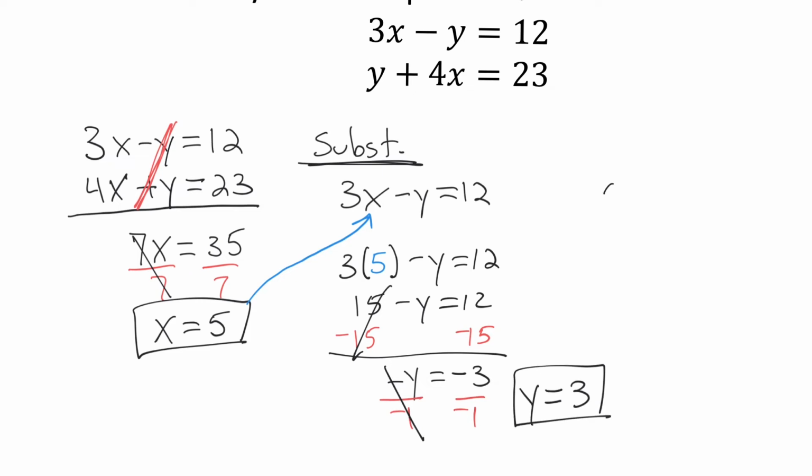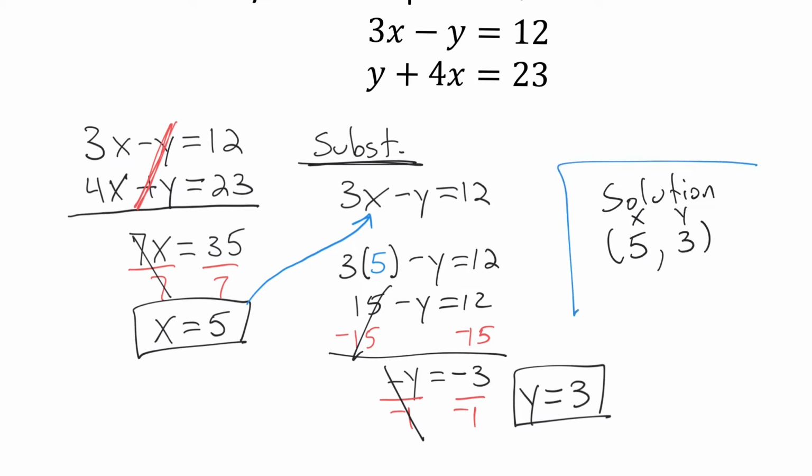And remember, my solution has to be a point. It has to be in parentheses. X is first, so the 5, and then the y value, which is 3. So my solution is (5, 3).